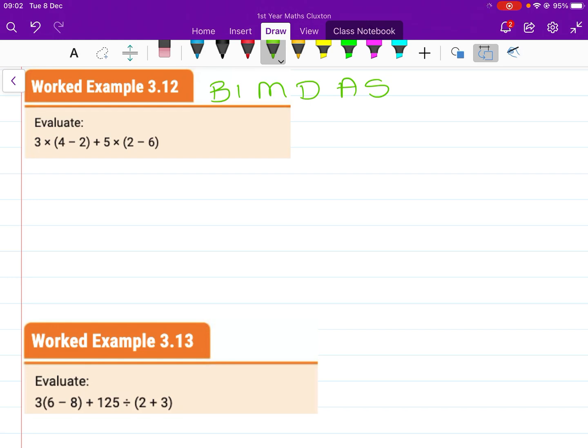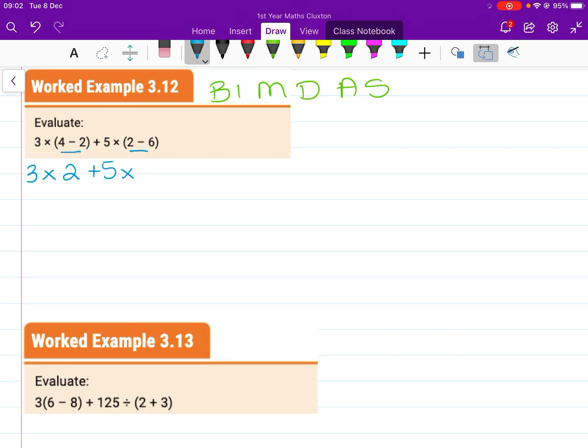Okay, so first thing is brackets. Do we have brackets? And remember that these brackets need to have a sum inside them. So we do. We have 2. We have a bracket here and we have a bracket here. So I copy down the 3. I copy down the multiply. 4 minus 2 is 2. I copy the plus, the 5, the multiply, and now 2 minus 6.